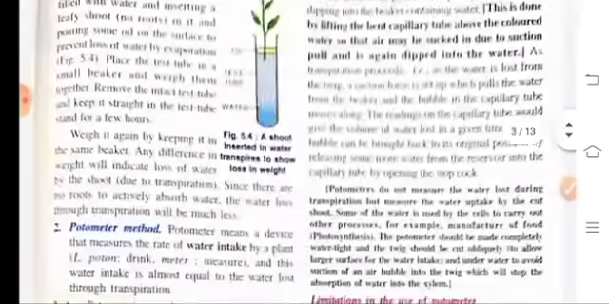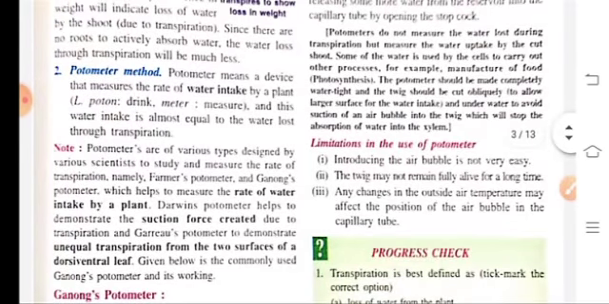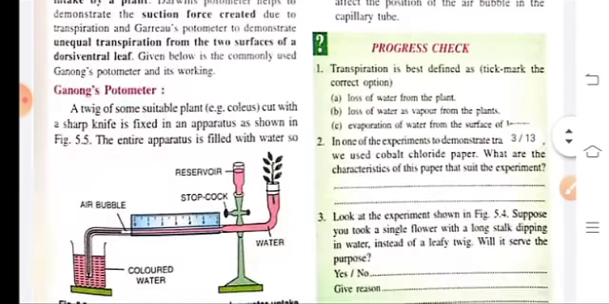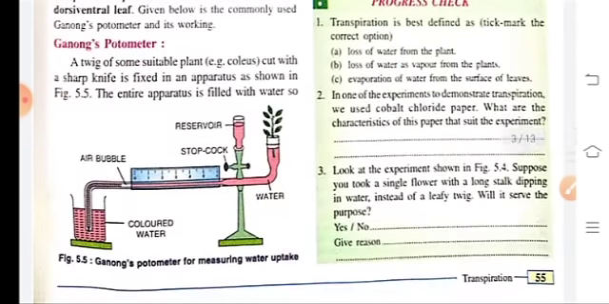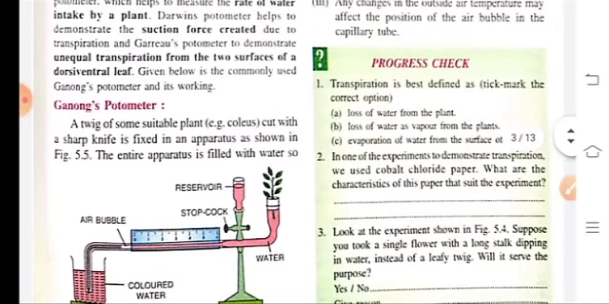Now the next method is the potometer method. A potometer is a device which is used to measure the rate of water intake by the plant. The most common is Ganong's potometer. In this, children, a capillary tube, a beaker and a water reservoir are there. This capillary tube has a measuring scale.